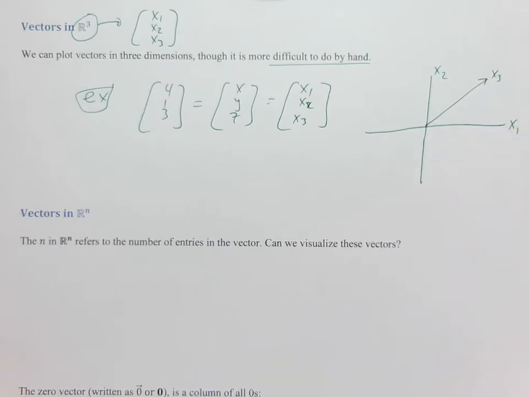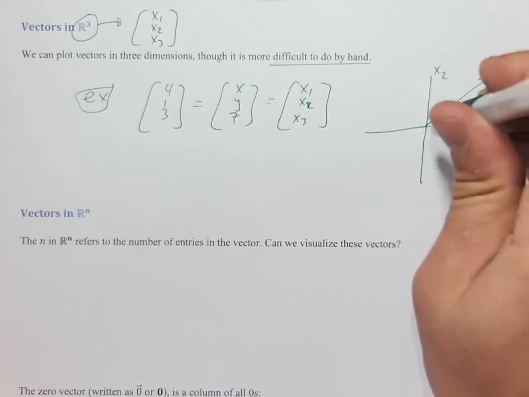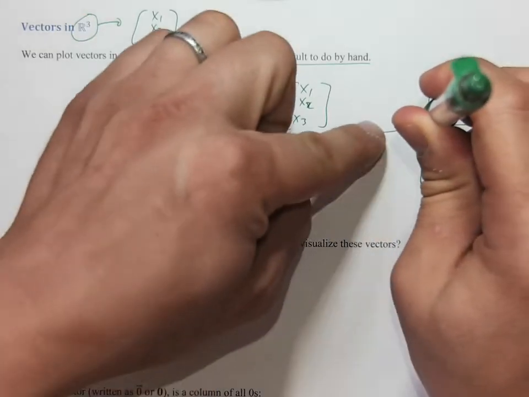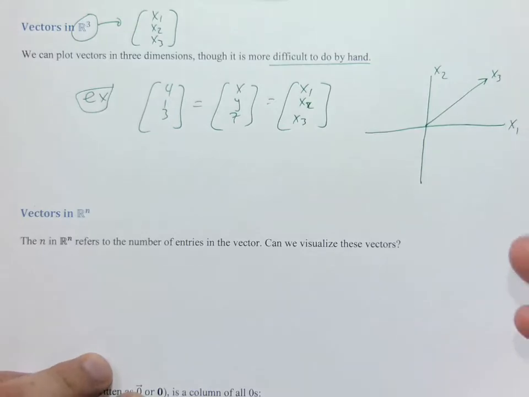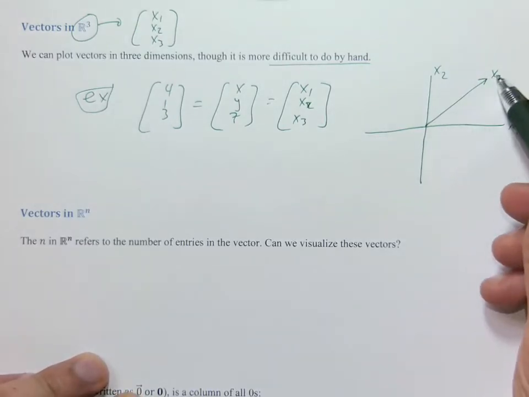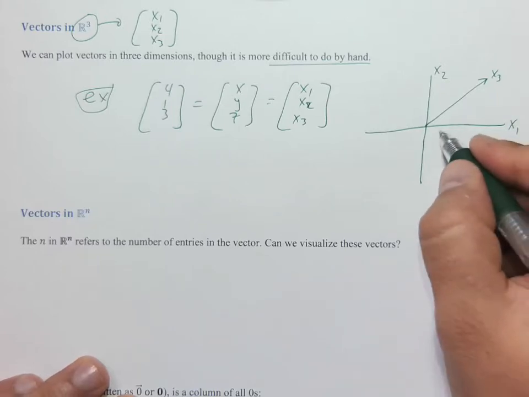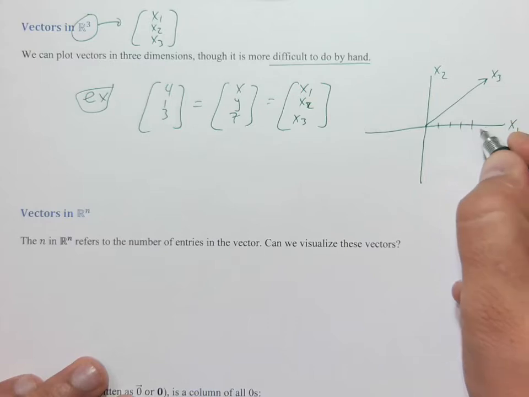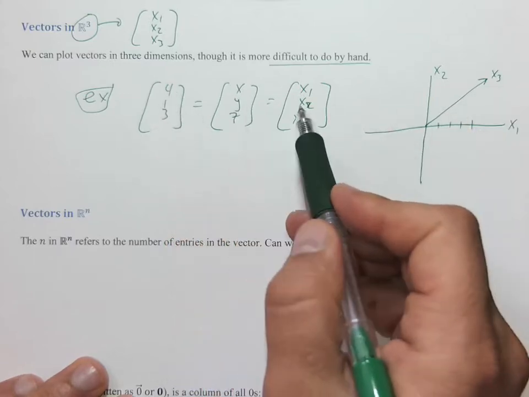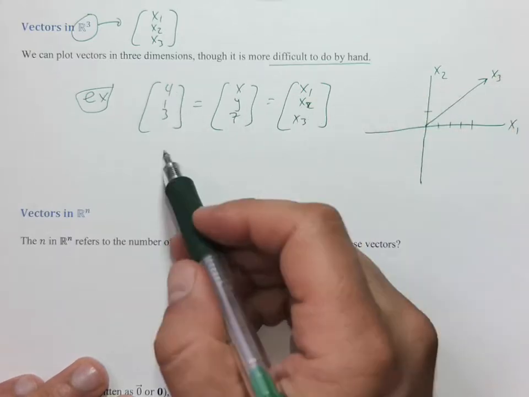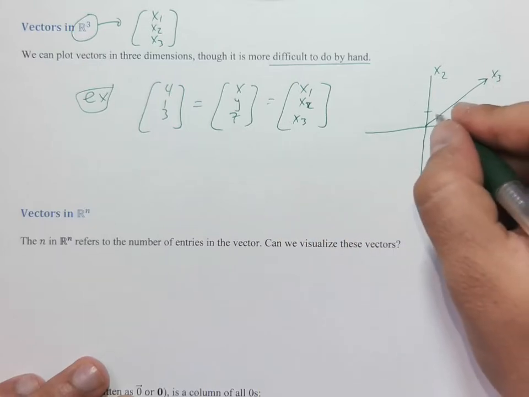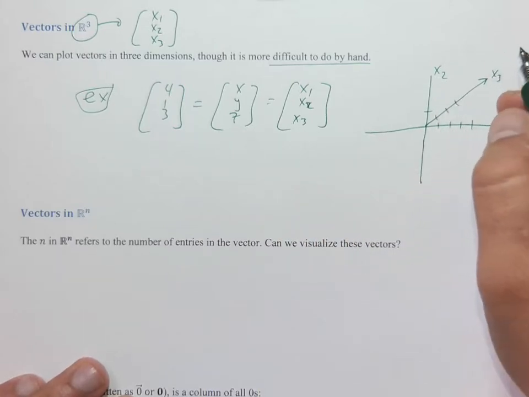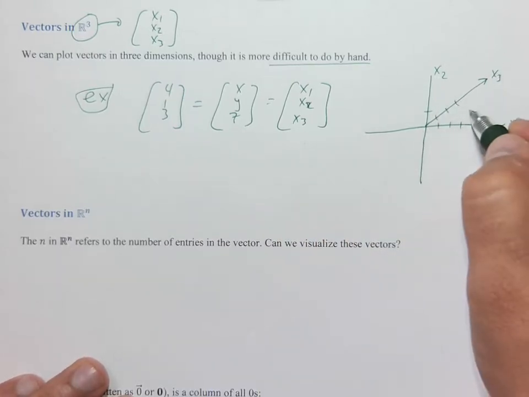Really, it should be coming out of the page. If x1, x2 is that, x3 should be my pen right now, coming out of the page. The way you represent that on a 2D flat piece of paper is by drawing your other axis out there. We can go out 4 in the x1 direction, 1, 2, 3, 4. We go out 1 in the x2 direction, and then out 3 in the x3 direction. So 4, 1, 3 might be something like this point right here.